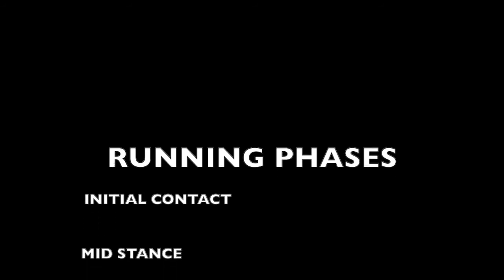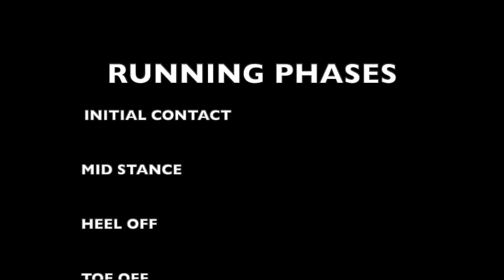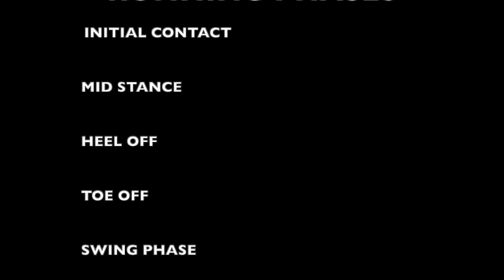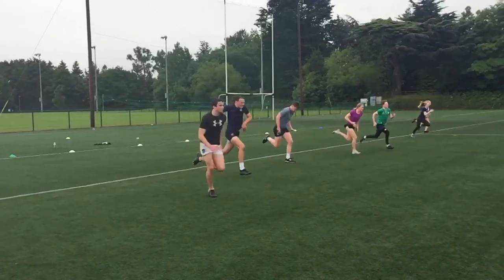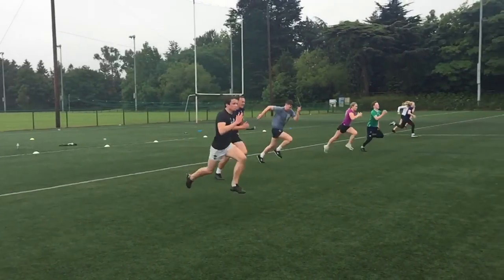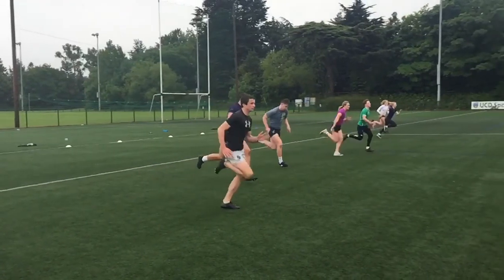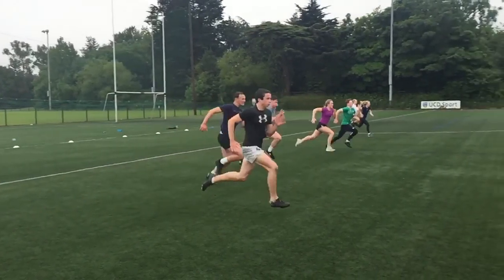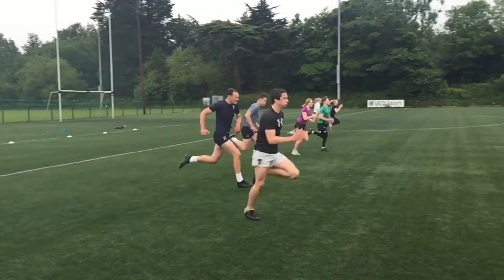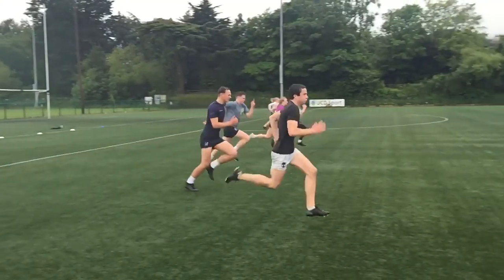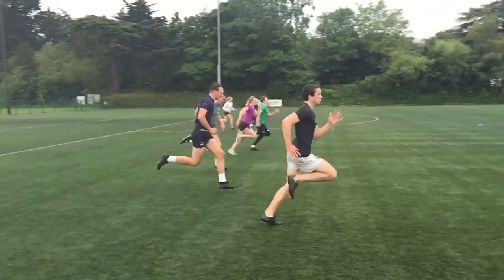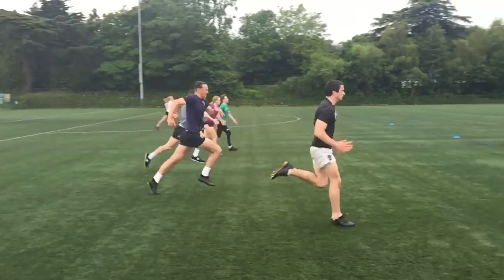As a recap, the running phases are initial contact, mid-stance, heel off, toe off, swing phase, and late swing phase. Now you have a basic understanding of the phases within a running gait at top-end speed. Look at our following videos for all the technique and the drills and the skills required to help make your athlete run at top-end speed.